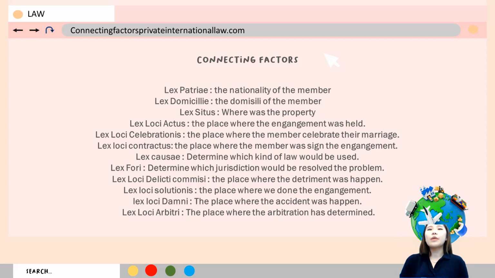Lex fori determines which jurisdiction will resolve the problems. Lex loci delicti commissi is the place that determines what happened. Lex loci solutionis is the place where we performed the engagement. Lex loci damni is the place where the accident happened. Lex loci arbitri is the place where the arbitration has been determined.